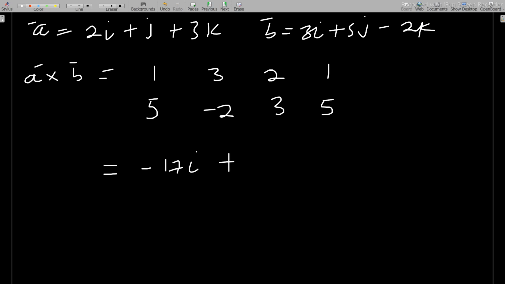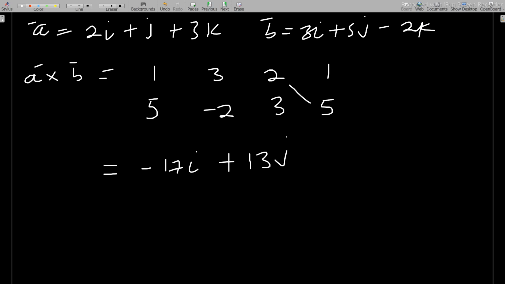Then plus, this time you add, you don't subtract. So plus 3 times 3, which is 9, minus negative 2 times 2, which is negative 4, so 9 minus negative 4 will be 13, j.